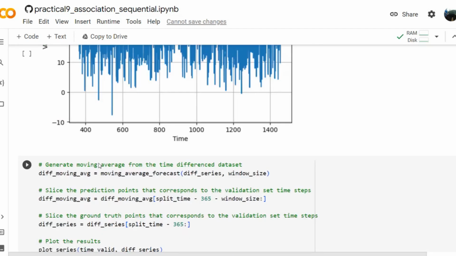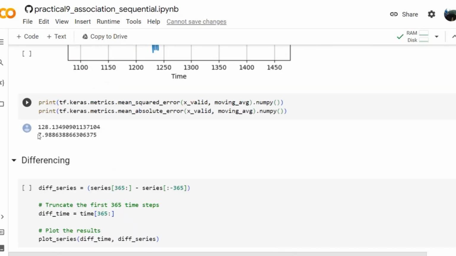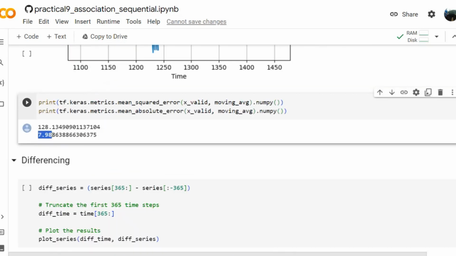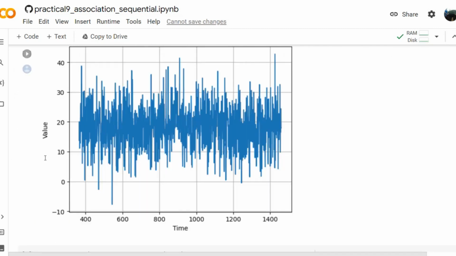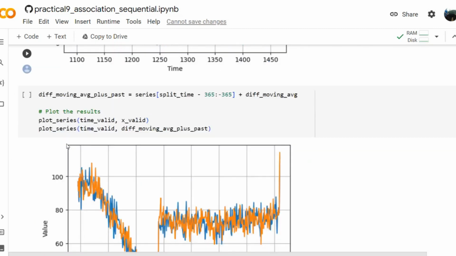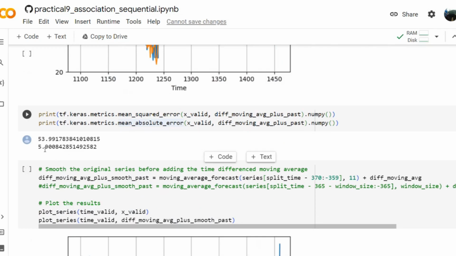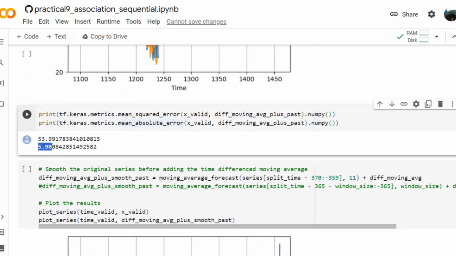Earlier, we got a very bad mean absolute error, which was 7.98, right? And then we applied differencing and moving average, and added back. Then we got a better mean absolute error, which is slightly better than the naive. Naive was 6.08, right? Now it's 5.9. But why didn't we get a much better result? It's only slightly better.